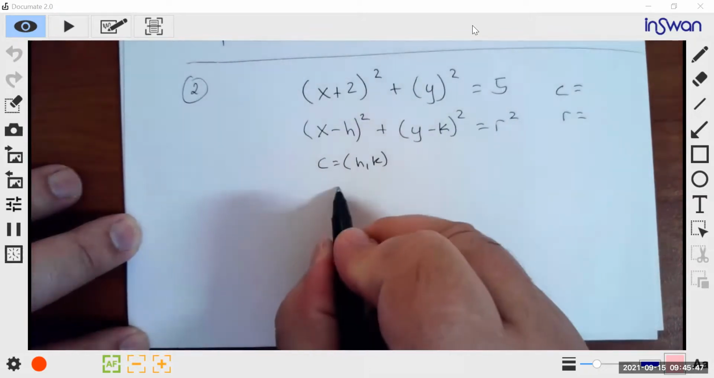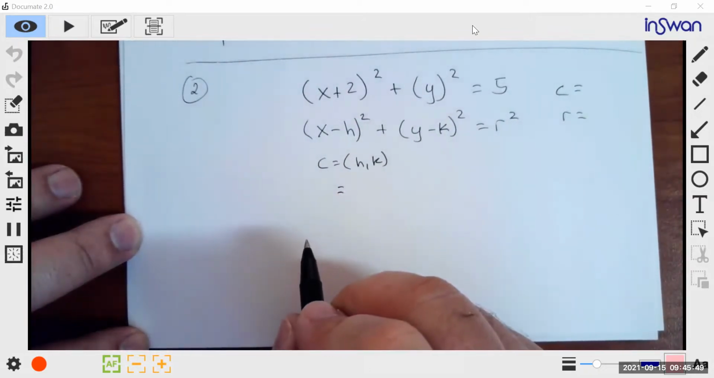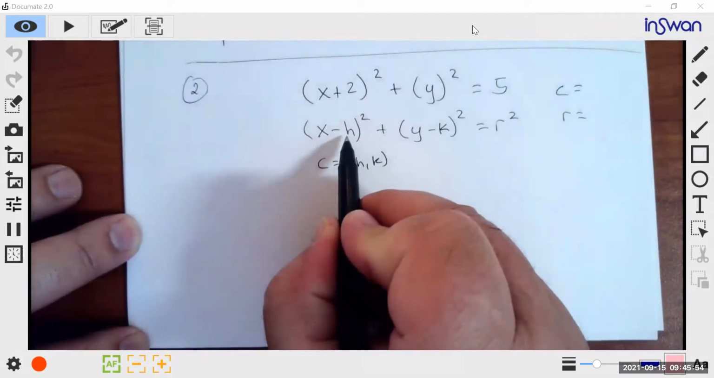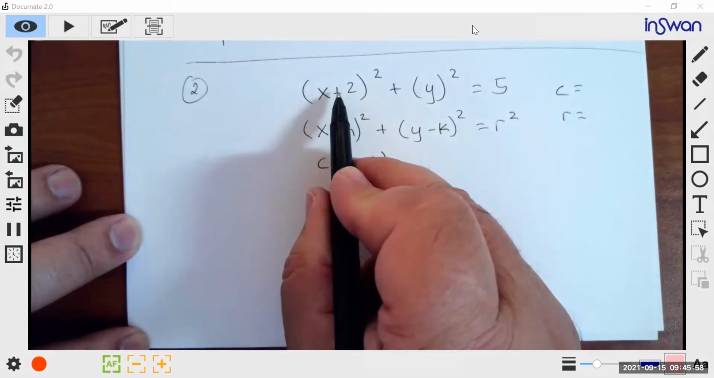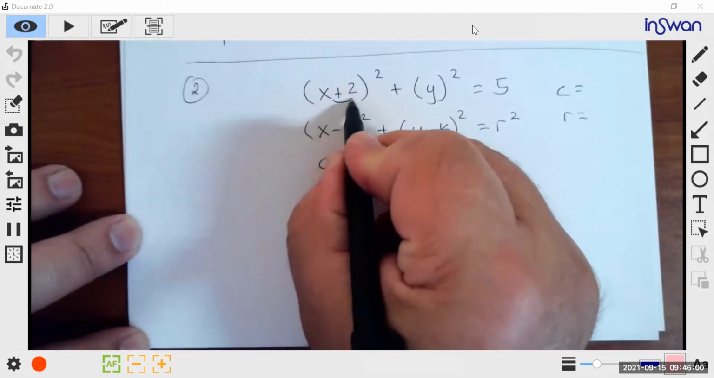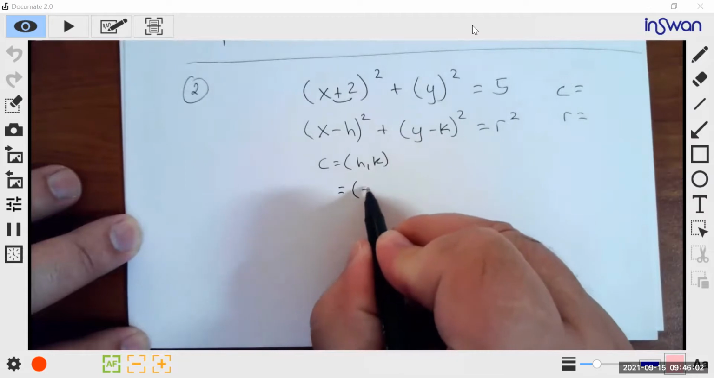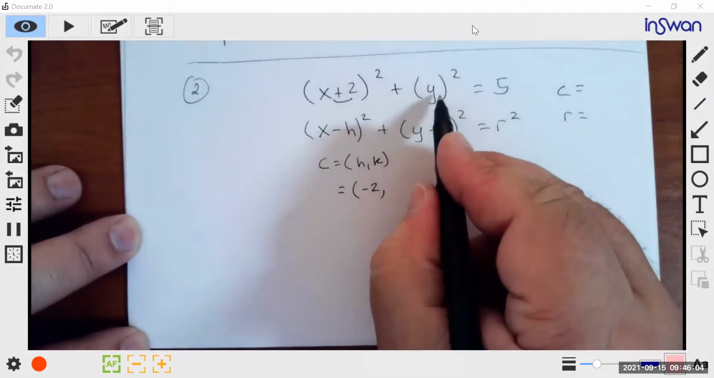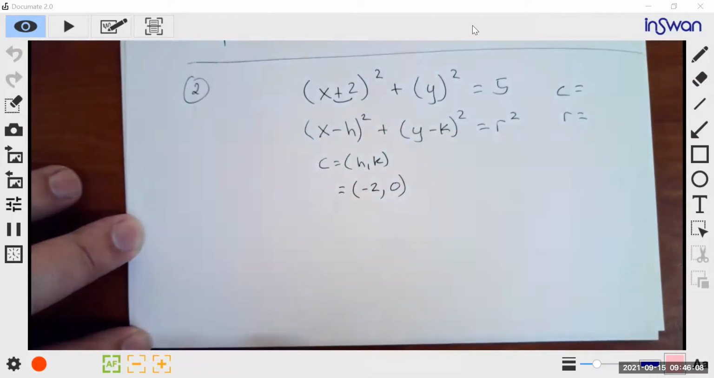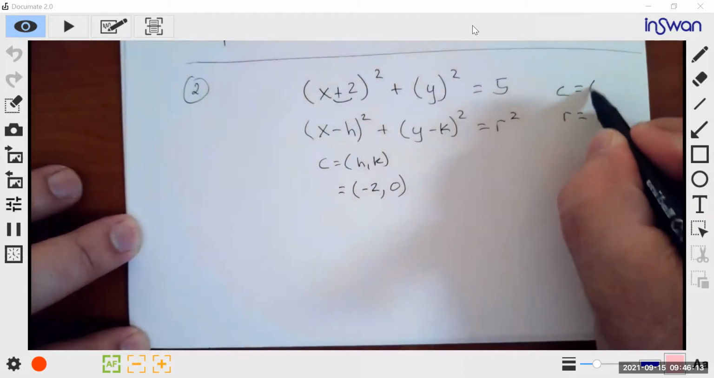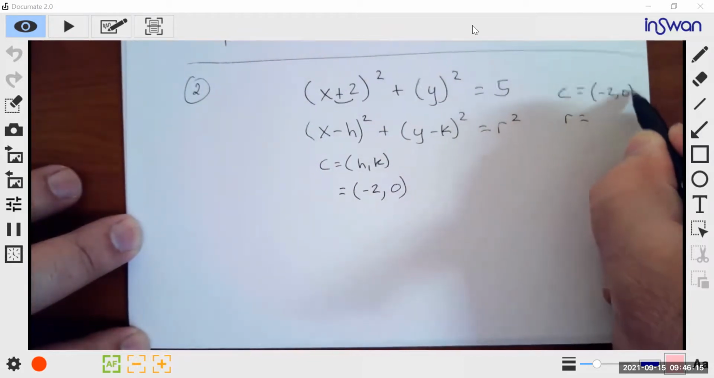What's h? Are you sure? It's got to be negative h. It's positive. So what makes it a negative? Remember, it's got to be opposite signs. Yeah, it's got to be -2. What's k? 0. Very good. If there's nothing there, it's 0. So the center is at -2, 0.